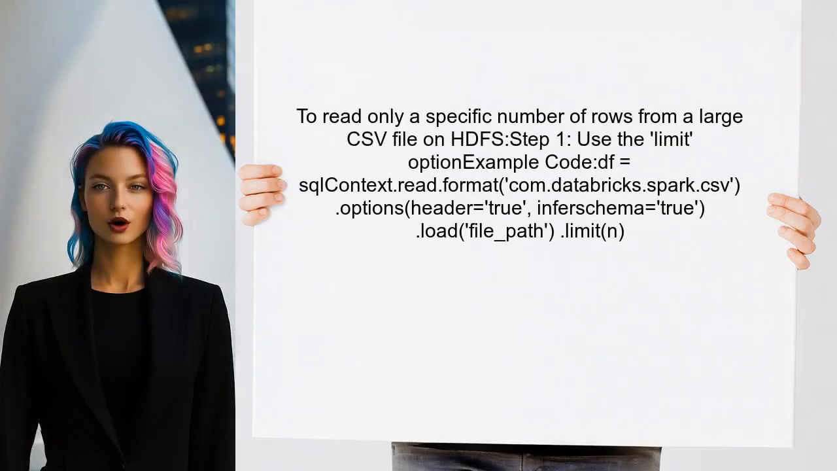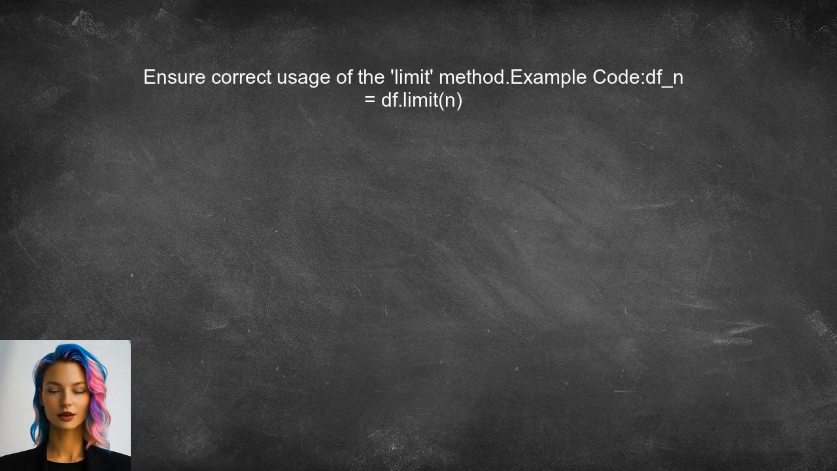To read only a specific number of rows from a large CSV file on HDFS, the user can utilize the limit option in Spark. This allows for a more efficient read operation. Next, the user should ensure that they are using the limit method correctly. This method will restrict the number of rows returned from the data frame.